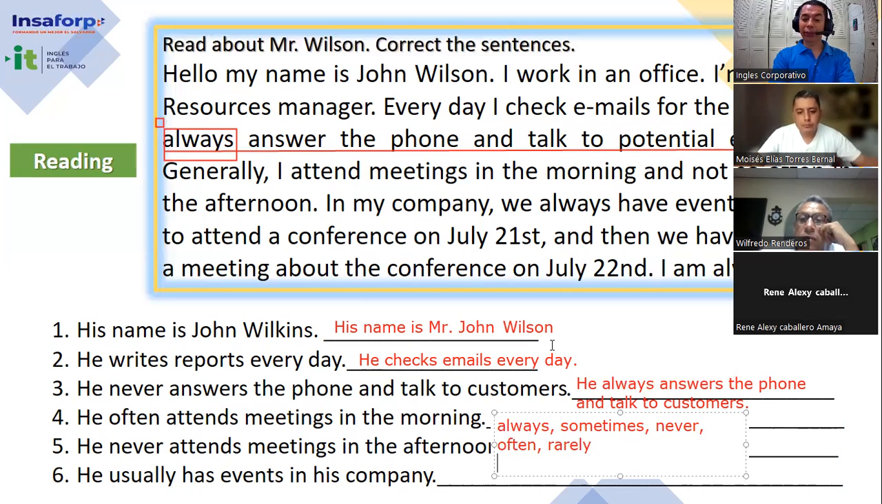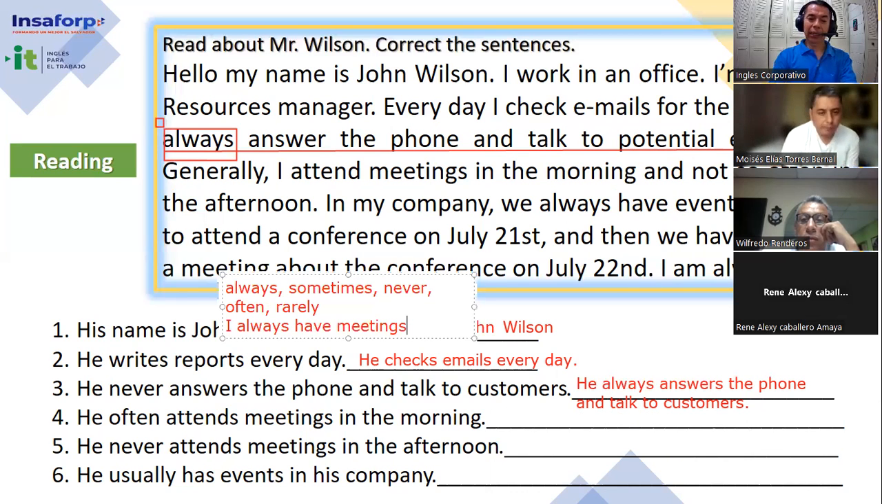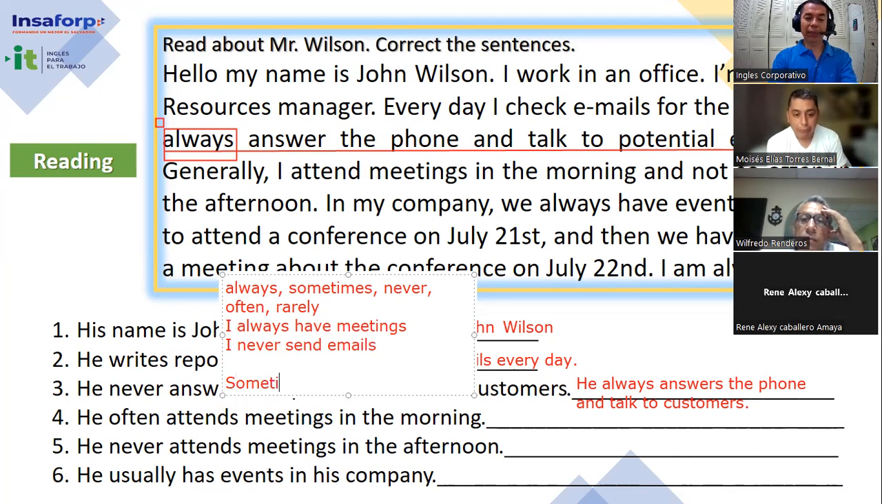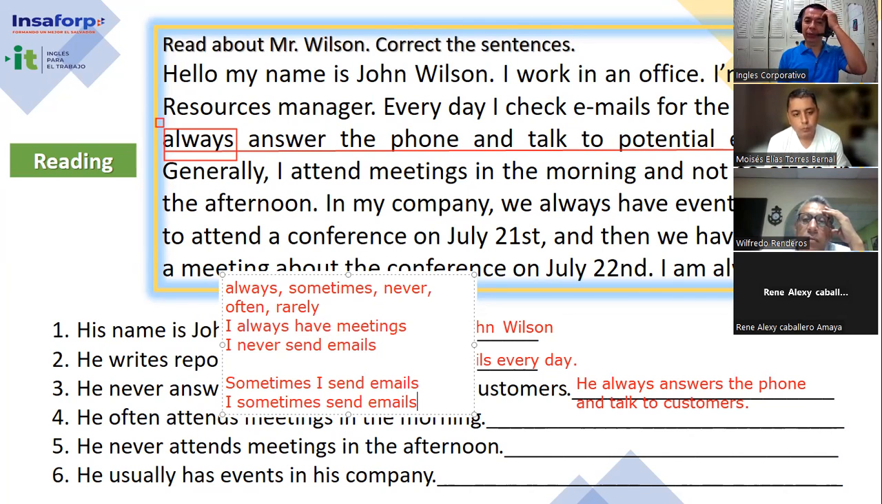They go between the subject and the verb. For example, I say, I always have meetings, for example, right? I always have meetings. I always have meetings, right? I never send emails. Okay. Good. But I say that the word sometimes, remember? We said that sometimes can move around. So you can say, sometimes I send emails. And I can also say, I sometimes send emails, right? Both are correct. Both sentences are correct, Wilfredo.